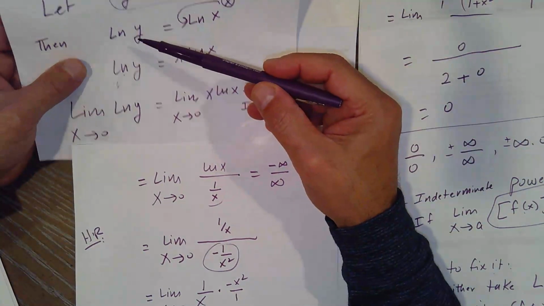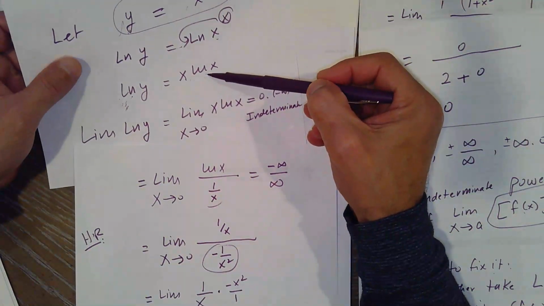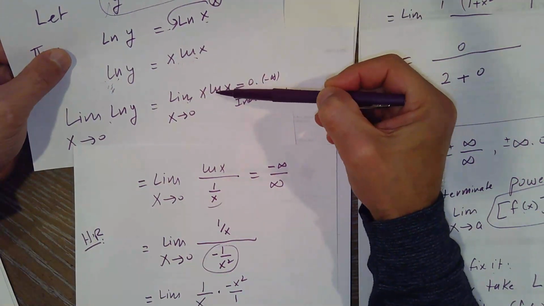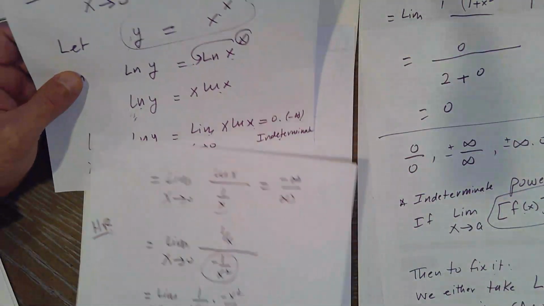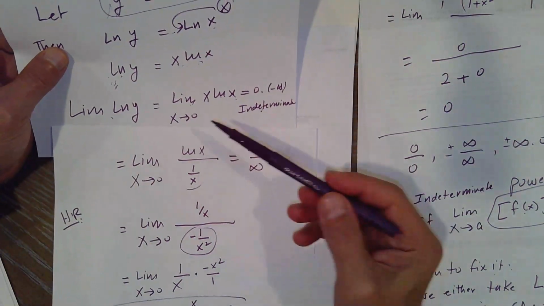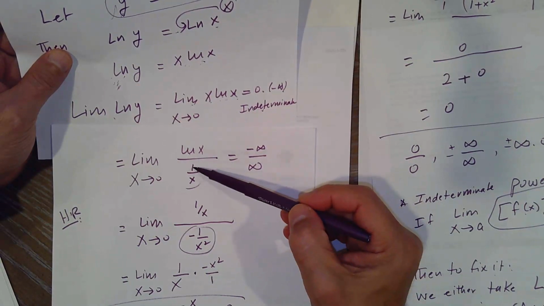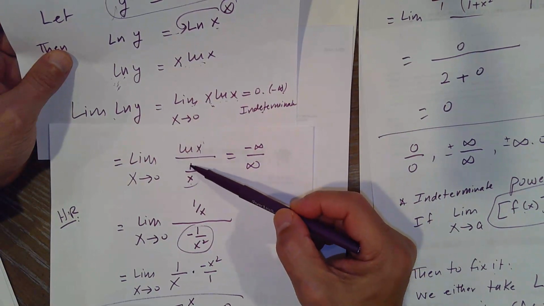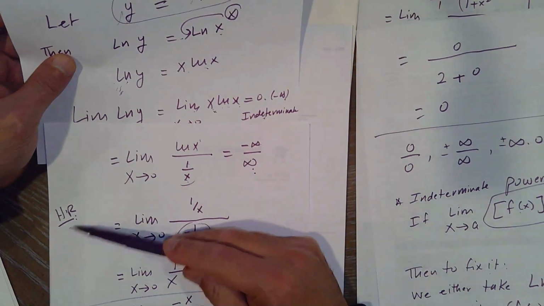So I did ln of y, which is ln of x to the x. We can bring the power up, x ln of x. To do the limit, we get 0 times ln of 0, but ln of 0 is negative infinity, so we get another indeterminate form, and we know what to do with that. Write it as a fraction. Instead of ln of x times x, I did ln of x divided by 1 over x. That's still negative infinity over infinity, since 1 over 0 is infinity, and now I can use L'Hopital's rule.